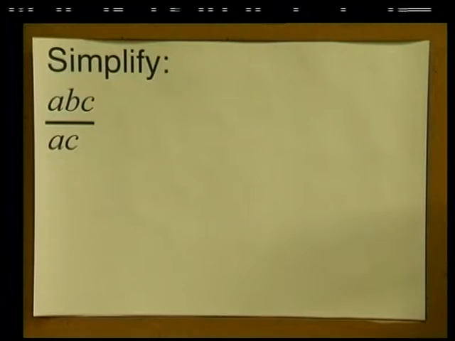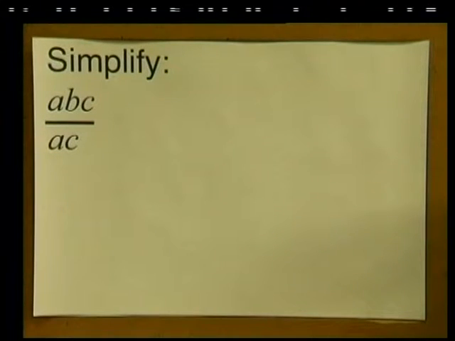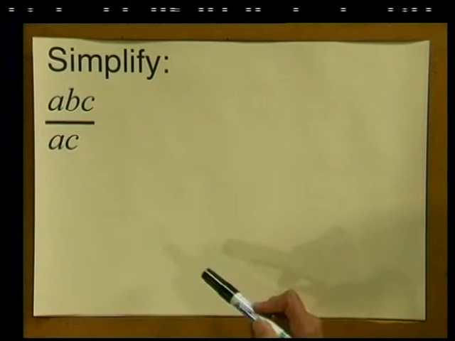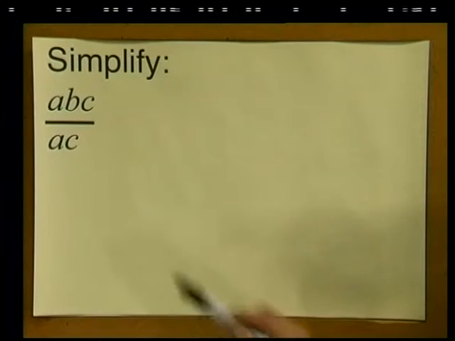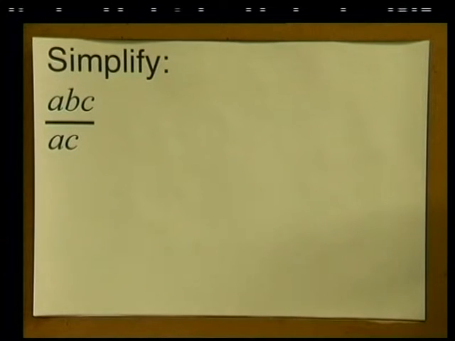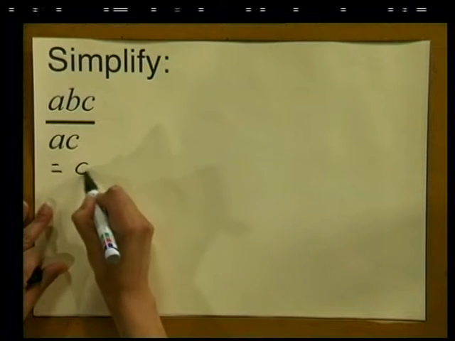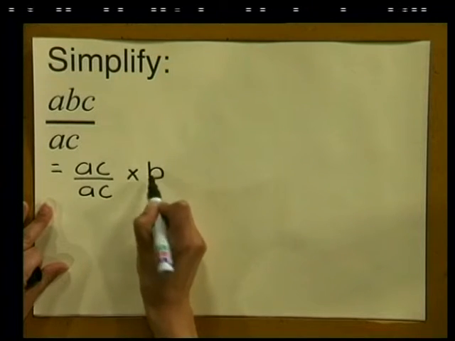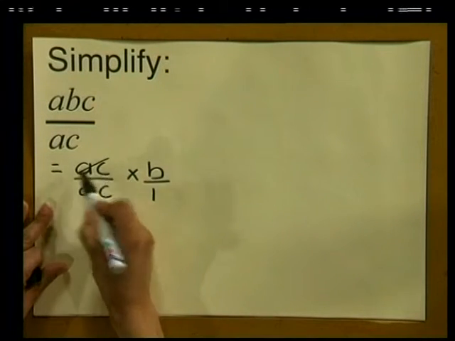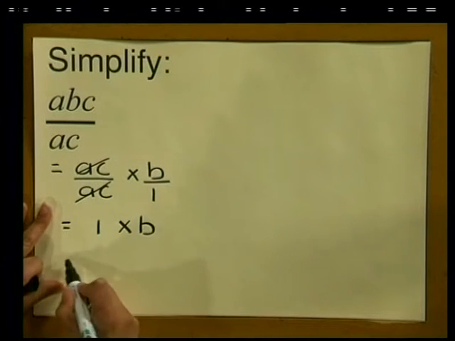Here we go. Simplify ABC divided by AC. Do you have the answer? Let's see. AC is the common factor in the numerator and the denominator. That means we can divide both the numerator and the denominator by AC. So let's do it. Another way of writing this is AC divided by AC times B over 1. And we should notice that the AC's cancel out, and we are left with 1 multiplied by B, which gives us B.